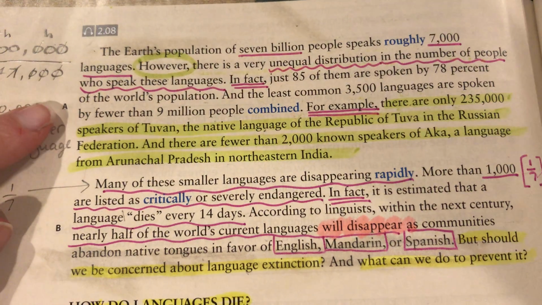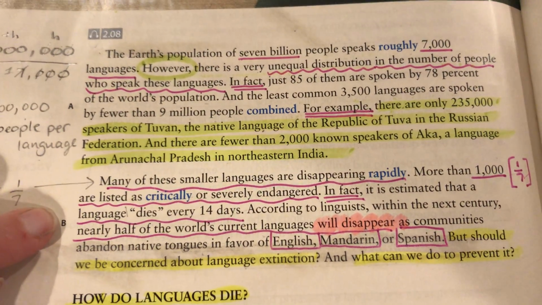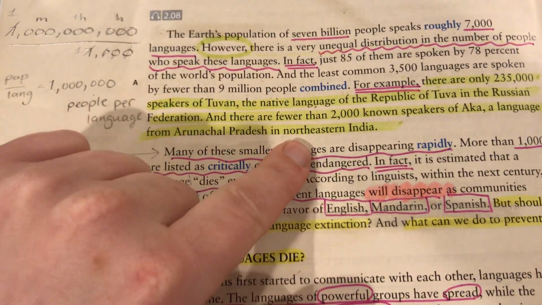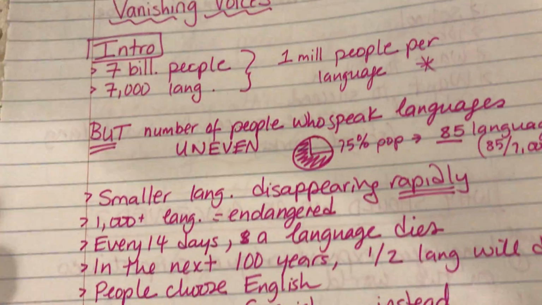Okay, we're going to take a look at paragraph A and paragraph B in this reading. And as we go through, I'm going to show you what my notes mean. And I'm also going to show you the notes that I took while I was reading.